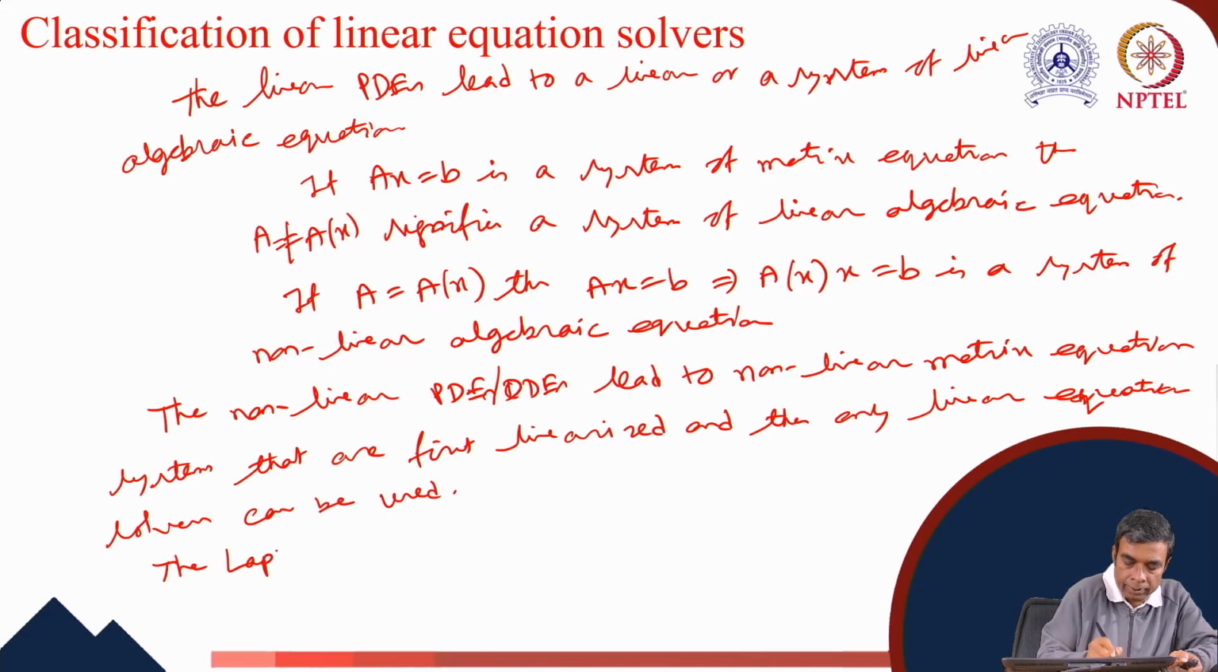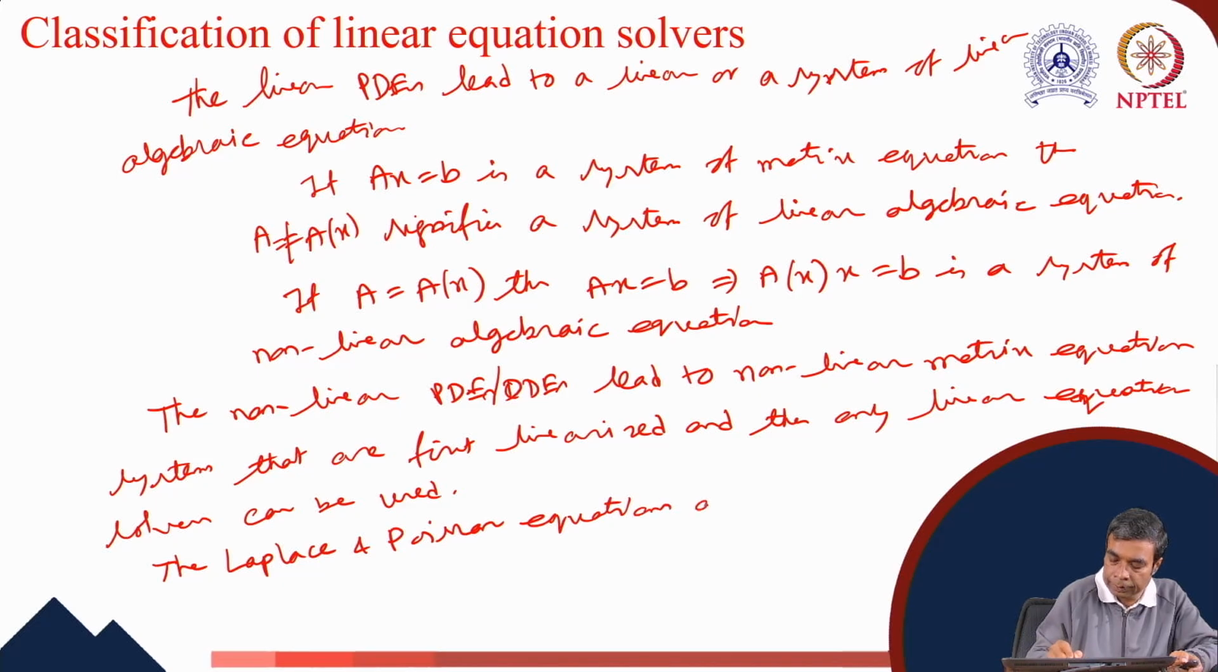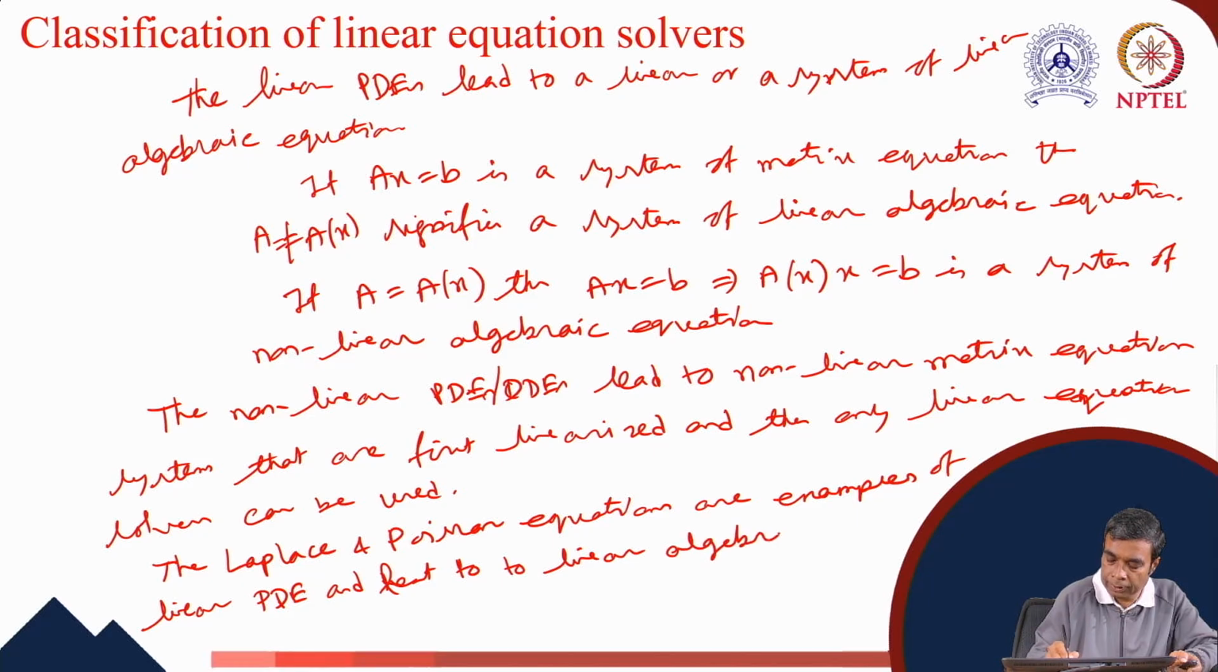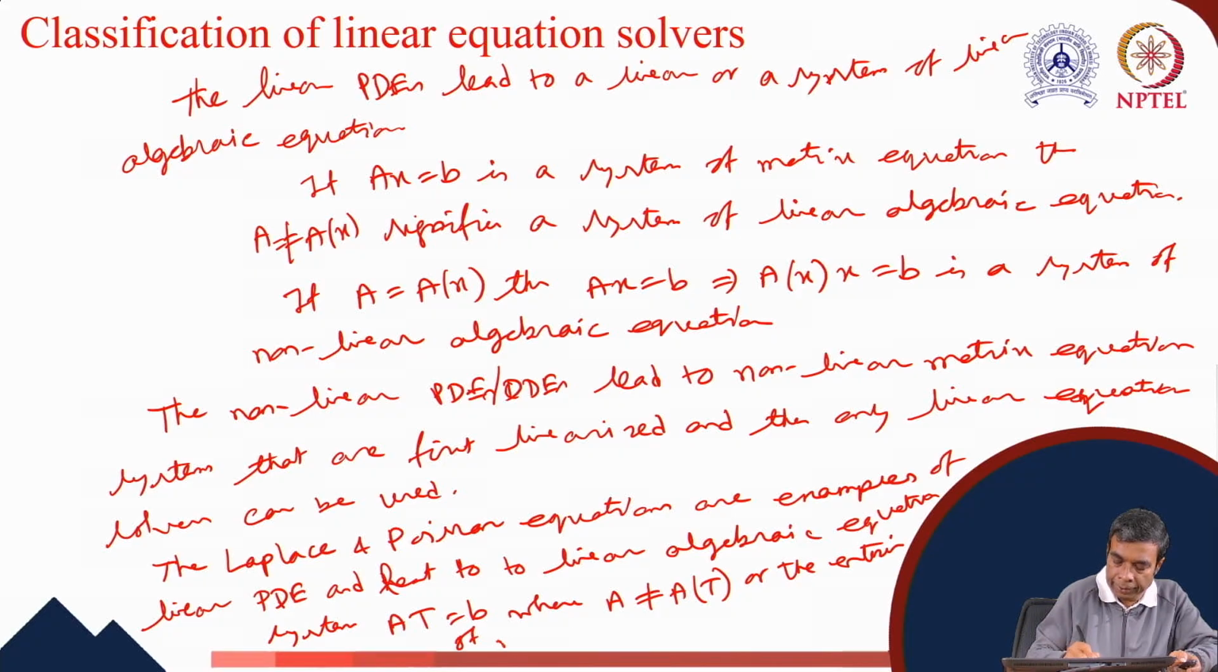The Laplace and Poisson equations are examples of linear PDEs and lead to a linear algebraic equation system AT equals B, where A is not a function of the degree of freedom, or the entries of matrix A are constants.